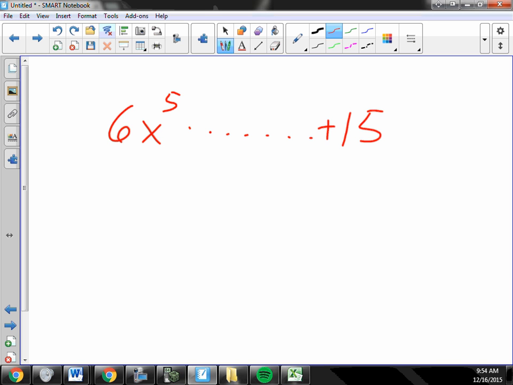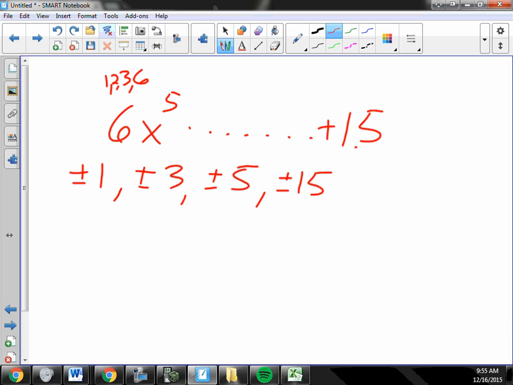What are the possible fraction answers to this? Well, you do all the factors of 15, so plus or minus 1, plus or minus 3, plus or minus 5, and plus or minus 15. And then you divide all of those by all of the factors of the leading coefficient. So this is 1, 2, 3, or 6. Do I need to divide by 1? No. I do need to divide by 2.